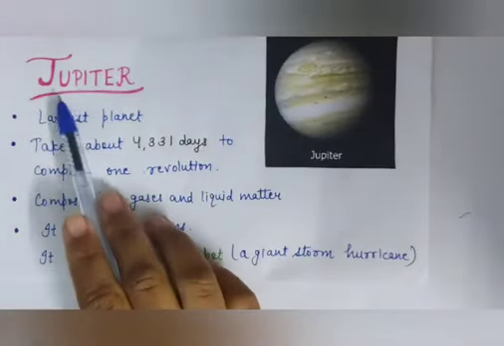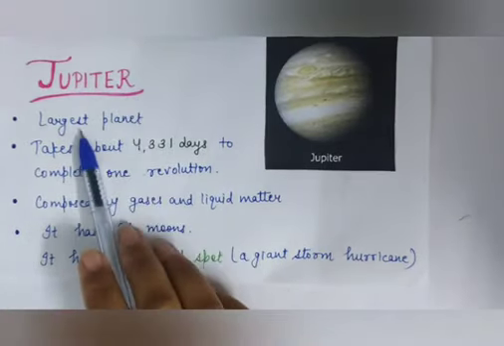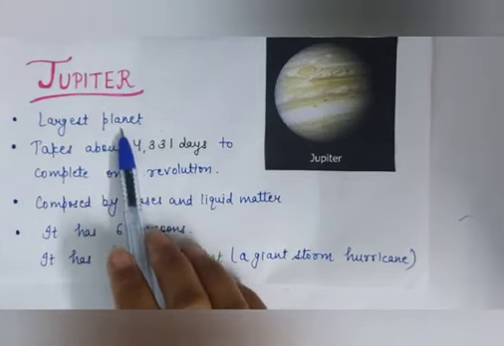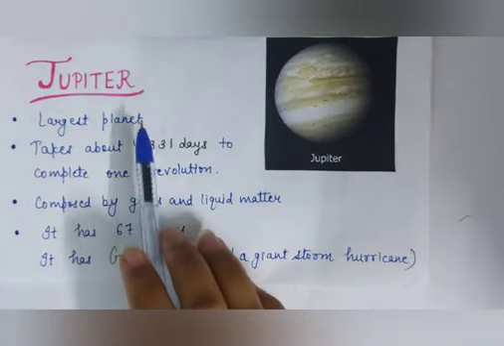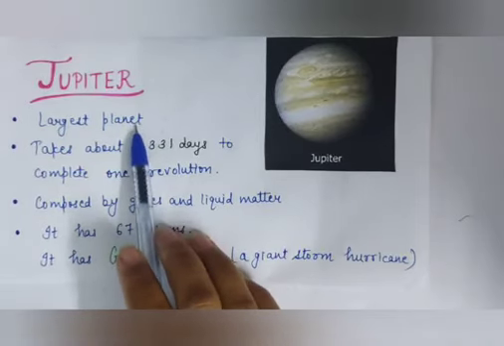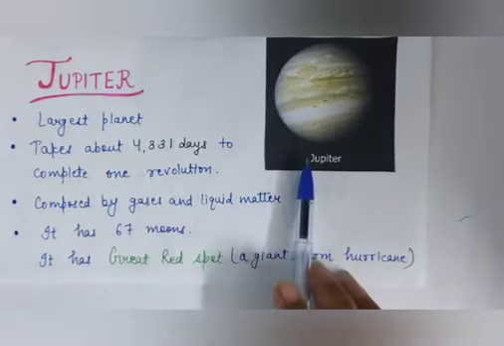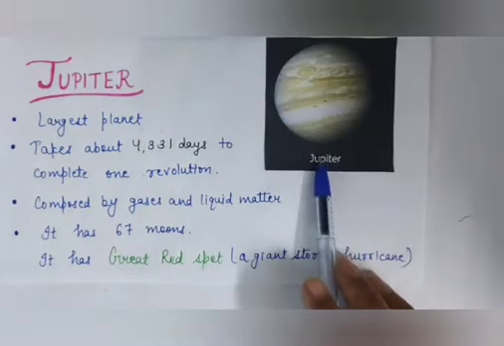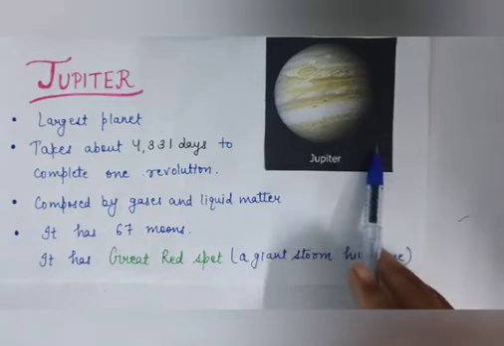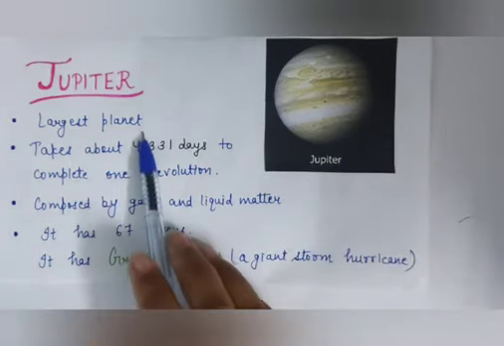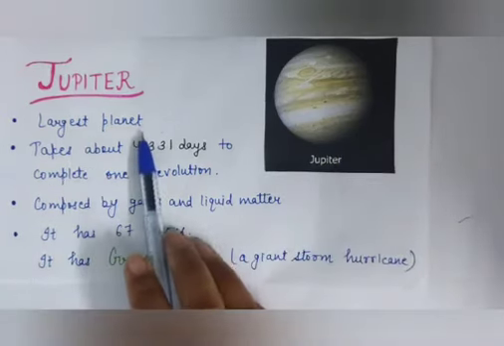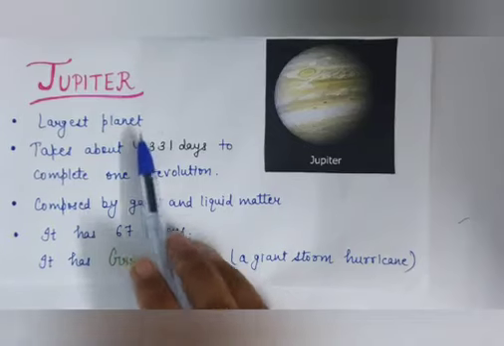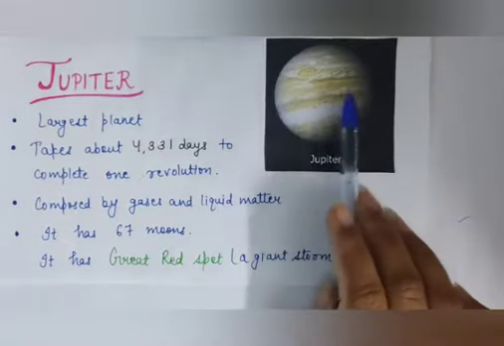Next is Jupiter. It is the largest planet of the solar system. Nearly 1300 Earths can be made to fit into Jupiter. That's why it is the largest planet of the solar system. And it rotates very fast and has faint rings around it.